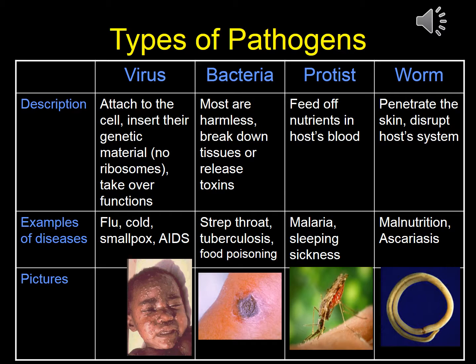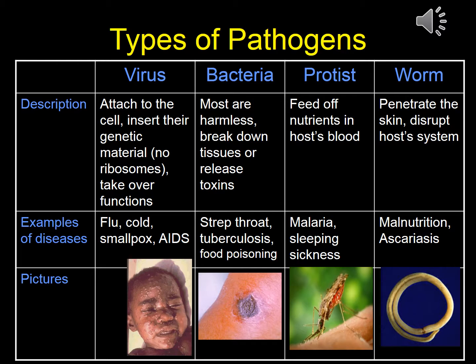Okay, so these are some of the pathogens that I'm going to talk about here. There's viruses, bacteria, protists, and worms. Those are the most common pathogens that we find in humans. And how they work: the virus attaches to the cell itself and injects its genetic material into your cells. So in fact, it changes your cells. Examples of these are flu, cold, smallpox, and AIDS.